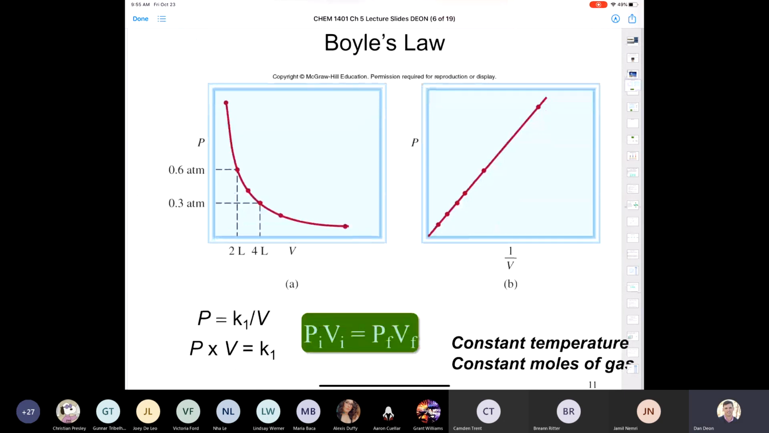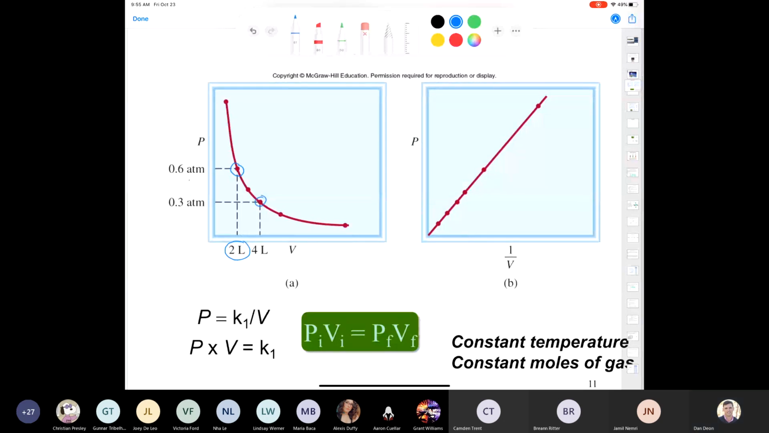Now let's see what the volumes are at two different pressures. If I look at this point right here on the curve, that's at a pressure of 0.6 atmospheres, and the volume of the gas is 2 liters. Now, as we said before, as the pressure drops, what's going to happen to the volume? The volume is going to increase. So when I look at this data point, where I have a pressure of 0.3, the pressure dropped by a half, what happens to the volume? It increases twofold, double.